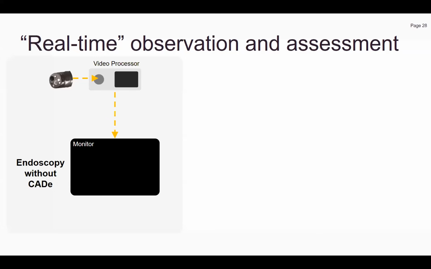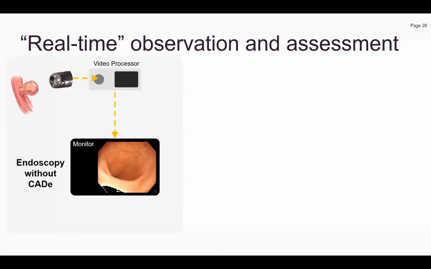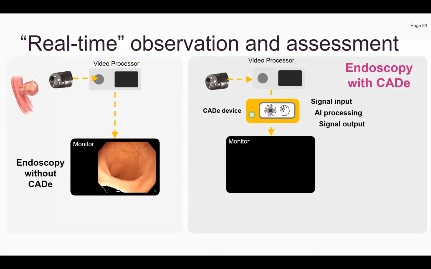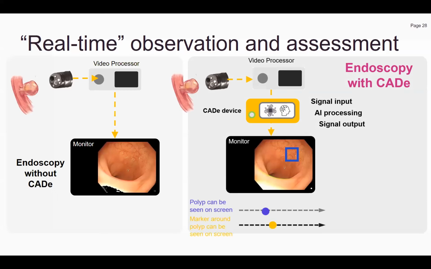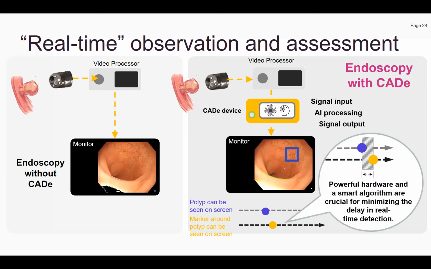So how does it work? Well, this is a normal endoscope. You have the bowel, the scope, the video processor, and then you get a picture up. And with the AI systems, essentially they put the CADE, which stands for computer aided detection device, in. The CAD device goes in between the video processor and the monitor. It does rapid analytics on the image that's coming in, and then in real time puts boxes around the polyps. It's incredibly helpful, actually, and the algorithms are powerful, so there's a very minimal delay.